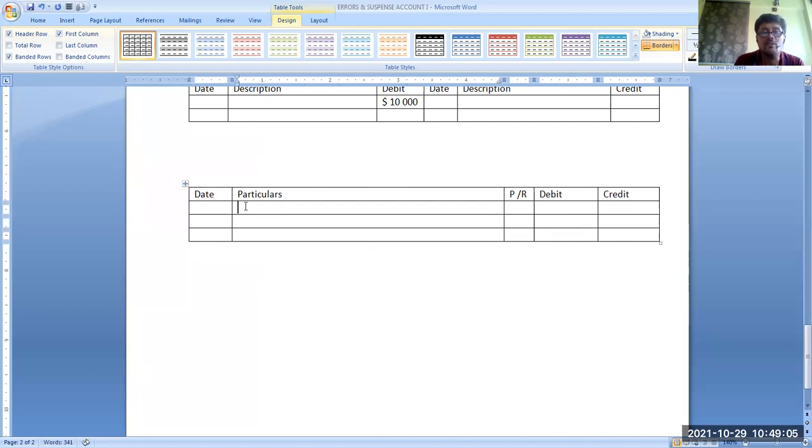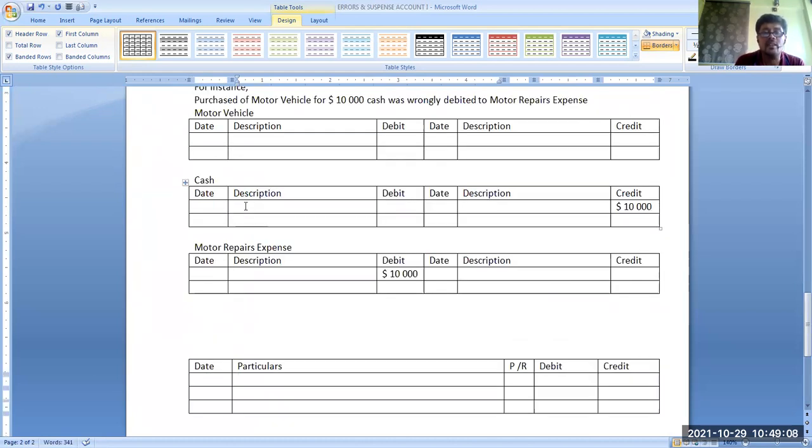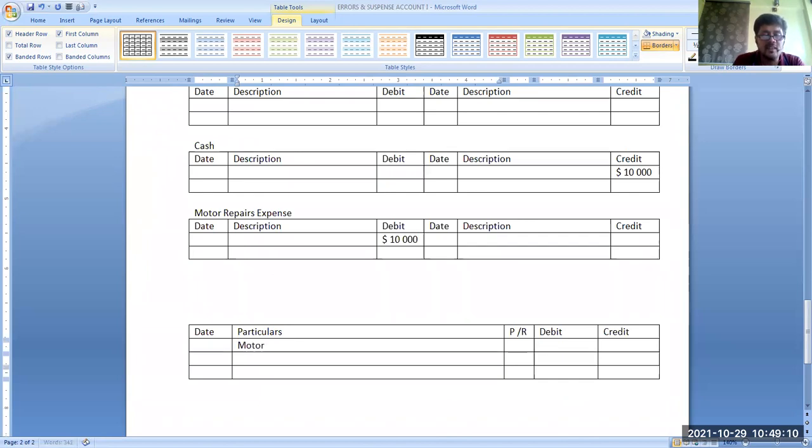Okay, see how to rectify this error. Motor vehicle is going to be debited by 10,000 because it was left to be debited, and the wrongly debited is going to be credited, motor repair expense. Motor repairs. Getting my point there. Okay, now narration.